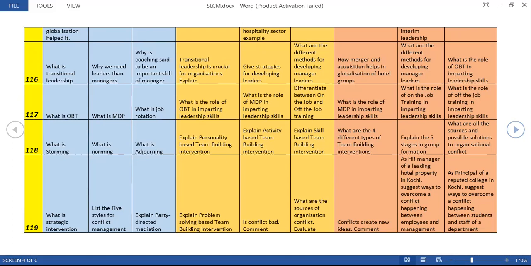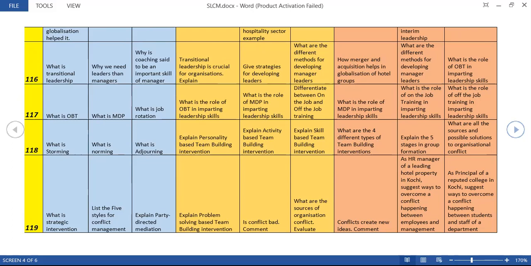And then there are different types of conflict management strategies. Then there can be party directed mediation. That is, when there is a problem with someone, when two persons or two organizations or two groups are having problems, there can be mediations, madhyastha charchagal, that can be initiated by one party or the other party, or even by a third party. Then problem solving skills can be used for team building.